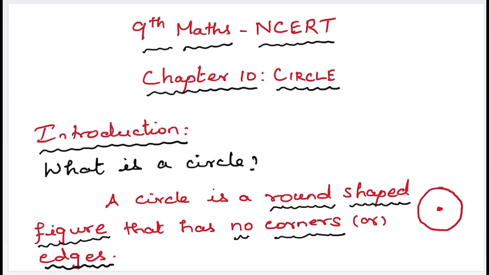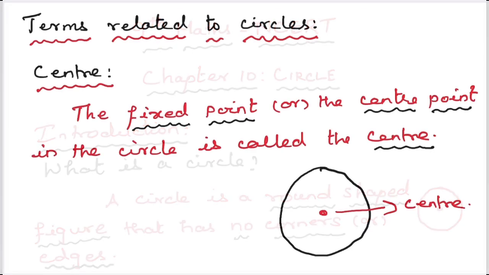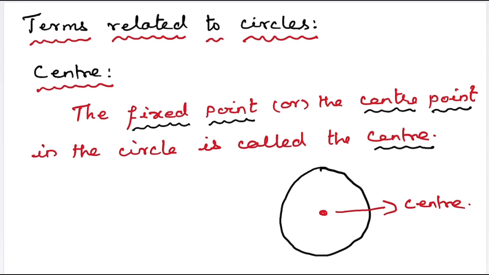Now, what is a circle? A circle is a round shaped figure that has no corners or edges. That is, all points are at the same distance from the center. So, examples of the circle are wall clock, car tire, lollipop, etc. We can say many like this. The word circle comes from the Greek word kirkos, so its meaning is ring. Next, we will see the related terms of the circle.